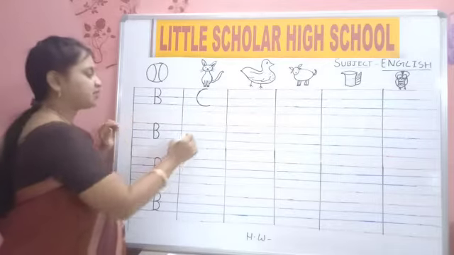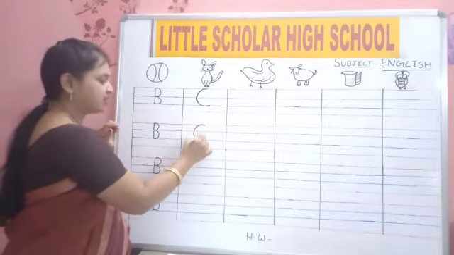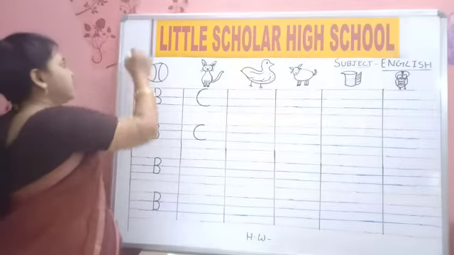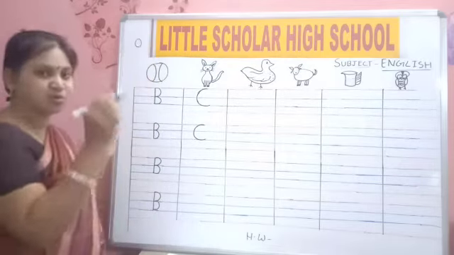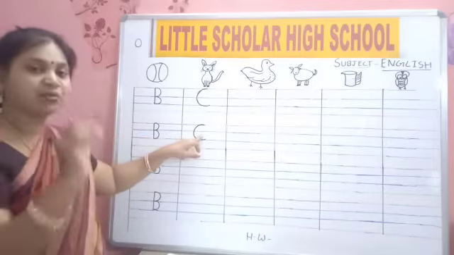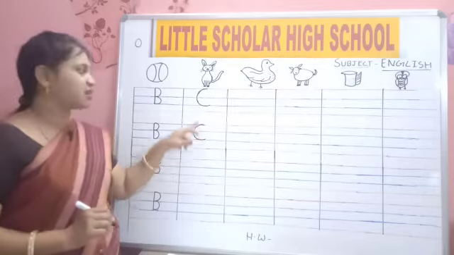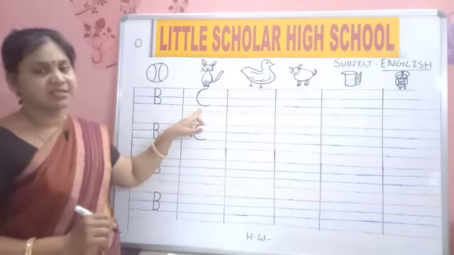Once again, shall we write? One big curve. Half curve, no? This is what? Full curve, O. Here what are we writing? Only half curve. Yes, we should write a big half curve. What is this? C. C for cat.